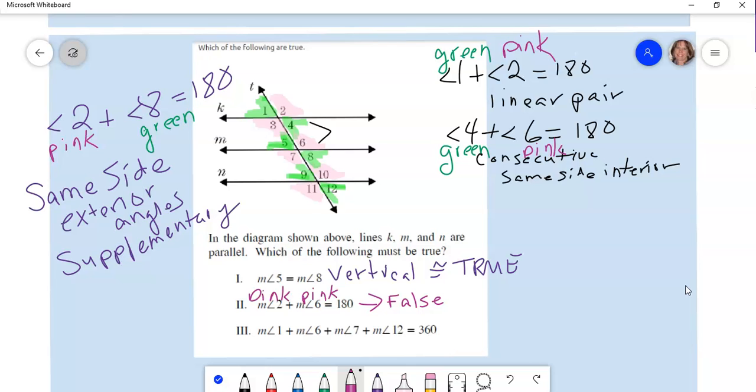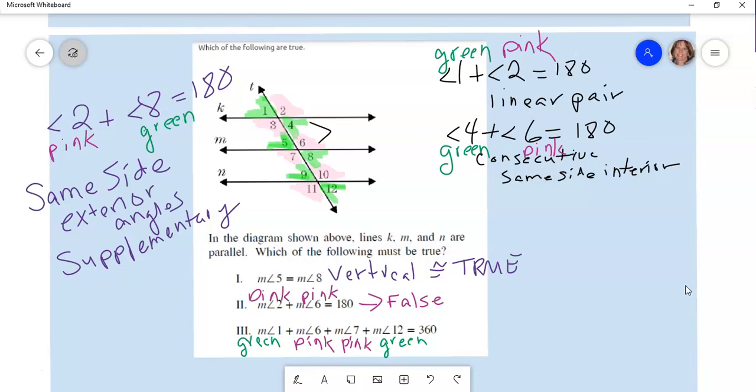So now let's look at what we have going on with section 3 here. All right, so angle 1 was one of our green angles. 6 is a pink. 7 was a pink. And 12 is a green.